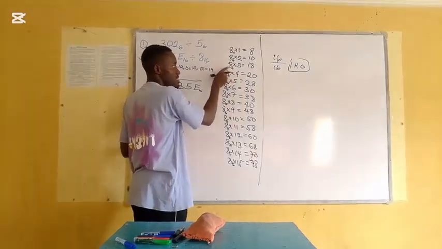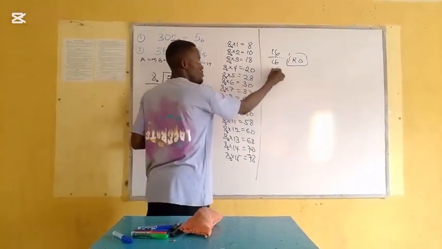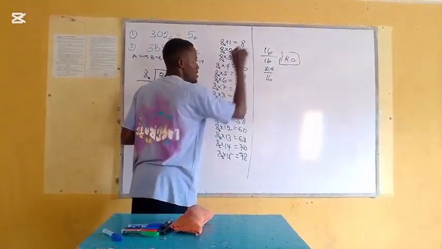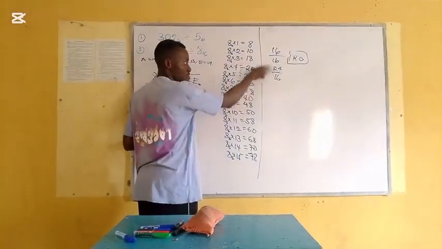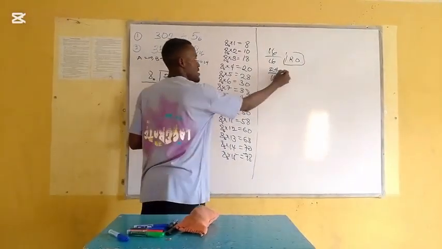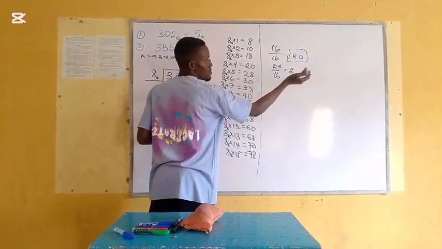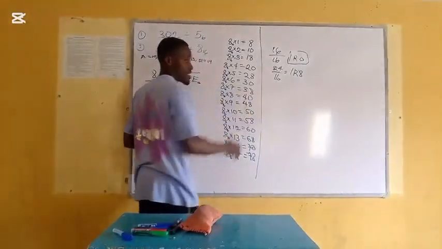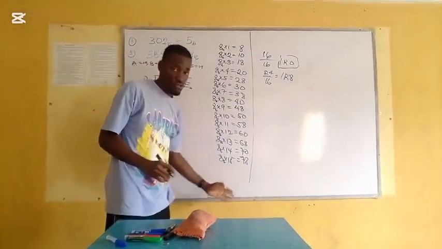Same thing with this. 8 times 3 is 24. 24 is still higher. So we divide by the base I'm working with, which is 16. So 24 divided by 16 is 1, remainder 8. So that's why we have 18 like that. So that's how it's all done.